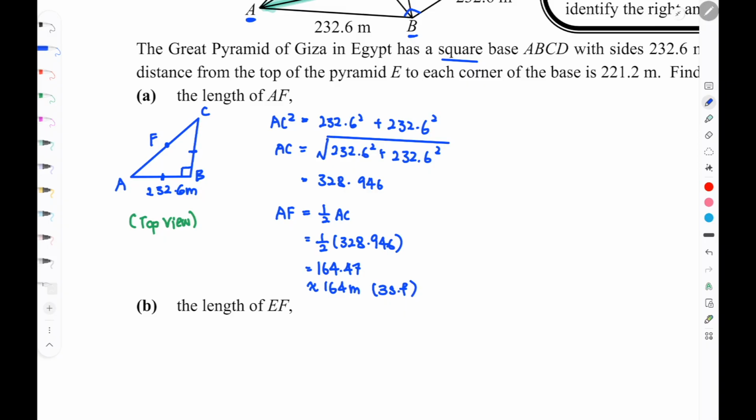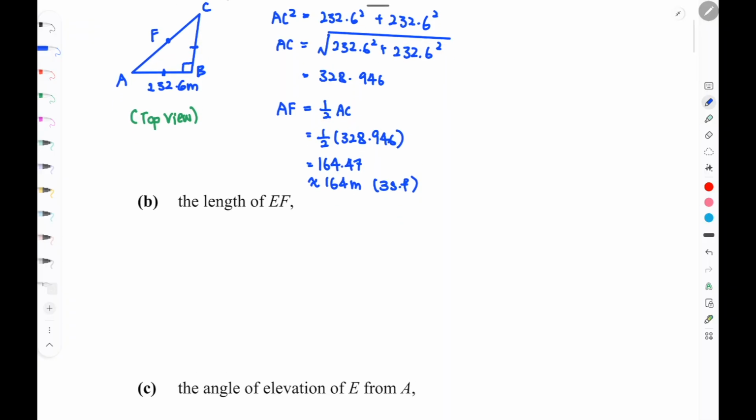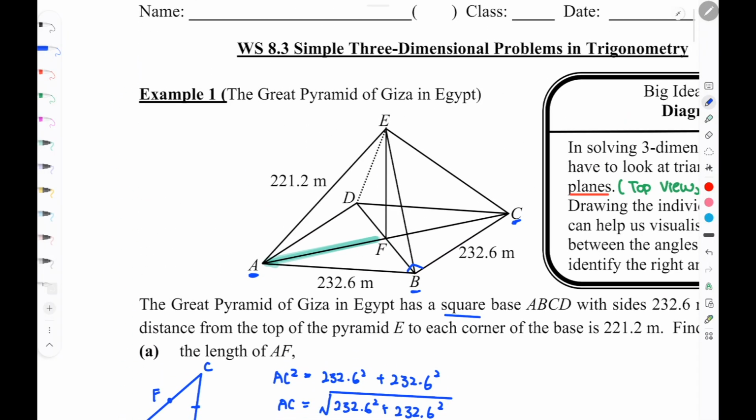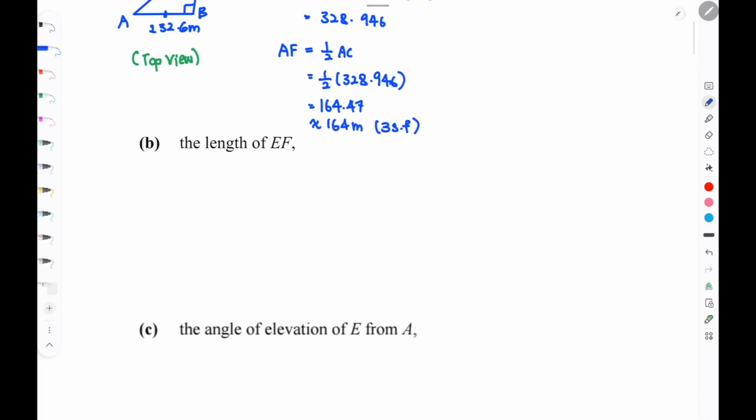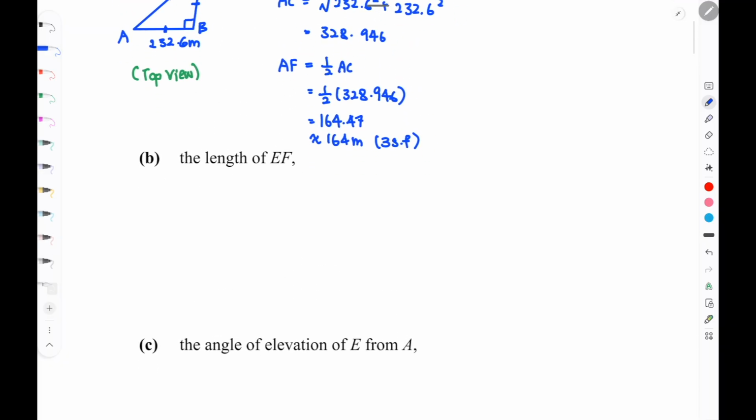Moving on to part B. Find the length of EF. EF is the height of the pyramid. So actually over here, it is a right angle because your ABCD is on the flat ground, and E is the height. This one is from your previous topic.